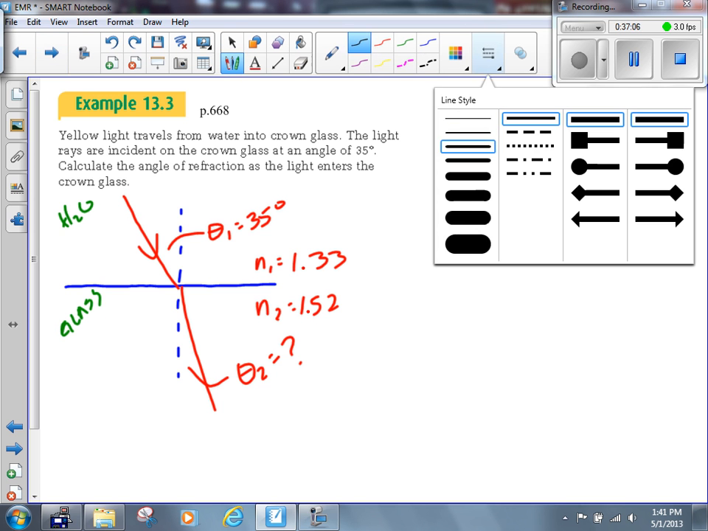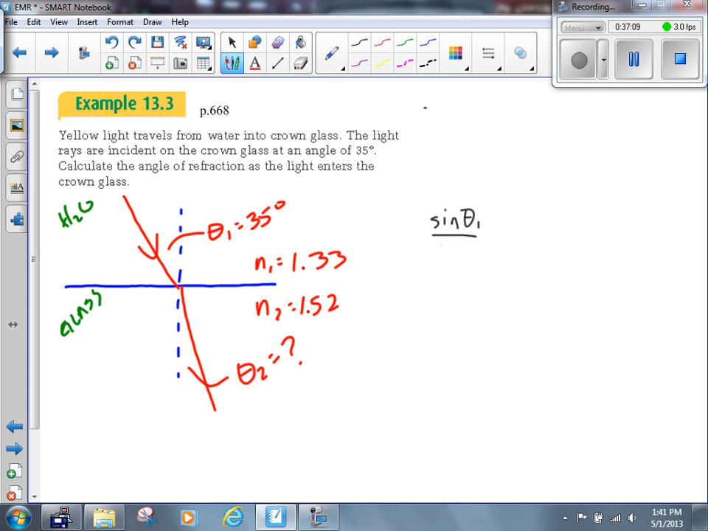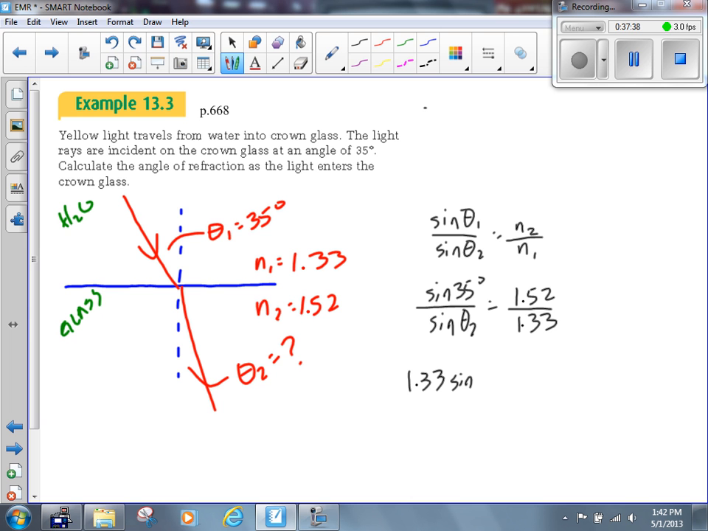Let's say sine theta 1 over sine theta 2 equals n2 over n1. We don't need to worry about the lambda and the v. It's all part of the equation, but remember we said we only ever use 2 parts, whatever 2 parts fit the givens the best. Say sine 35 over sine theta 2 equals 1.52 over 1.33, n2 over n1. Take the 1.33 up by multiplying. Take the 1.52 down by dividing, and take the sine theta 2 up by multiplying. So we're basically cross-multiplying everything. 1.33 goes up, this goes down, this goes up, and this is what we end up with.